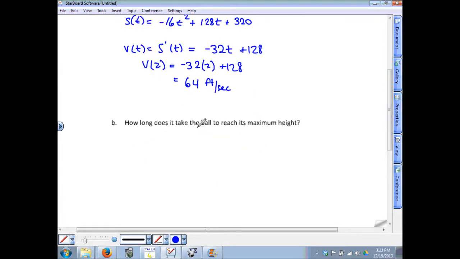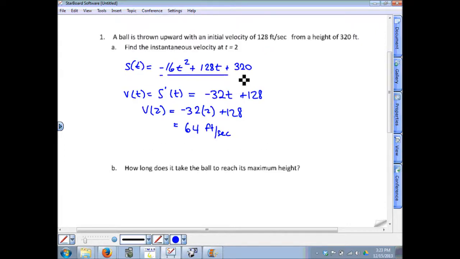How long does it take the ball to reach its maximum height? If we take a look at the position function here, negative 16t squared plus 128t plus 320, if we were to graph that, it's an upside down parabola. The vertex would be the maximum height, because the x-axis here is time, the y-axis here is the height of the ball. So at the vertex, if you drew a tangent line, it would have a slope of 0. So we need to figure out when the velocity is equal to 0.